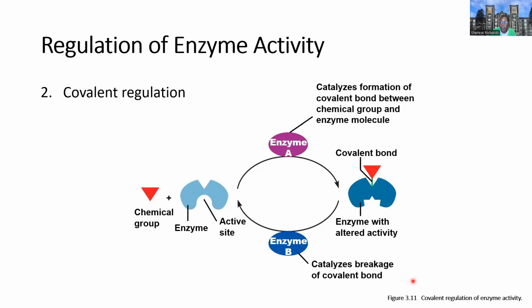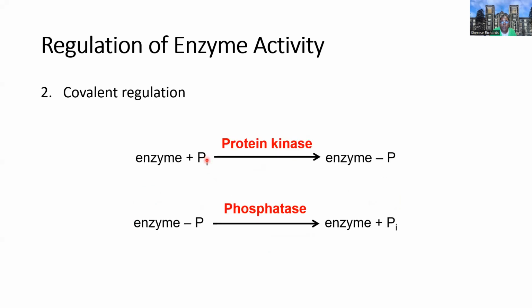In the reverse, the opposite occurs. There's another enzyme, enzyme B, which is needed to take that chemical group off of the enzyme in question, and it's going to bring it back to its original state, which is not having that covalent bond to the chemical group. An example of this is using protein kinase and phosphates. The enzyme that catalyzes the addition of the chemical group in this example will be protein kinase, and the chemical group in question here will be a phosphate group.